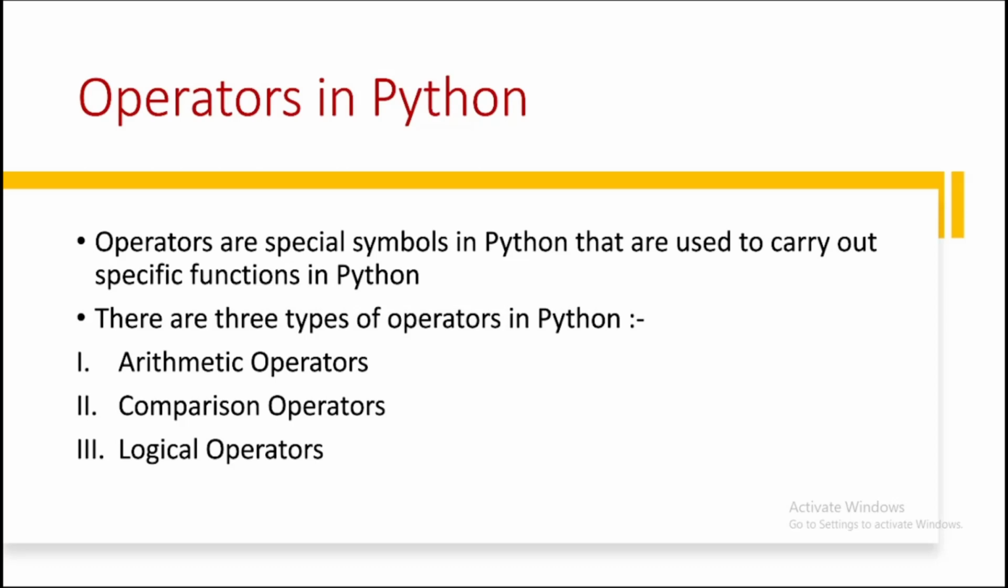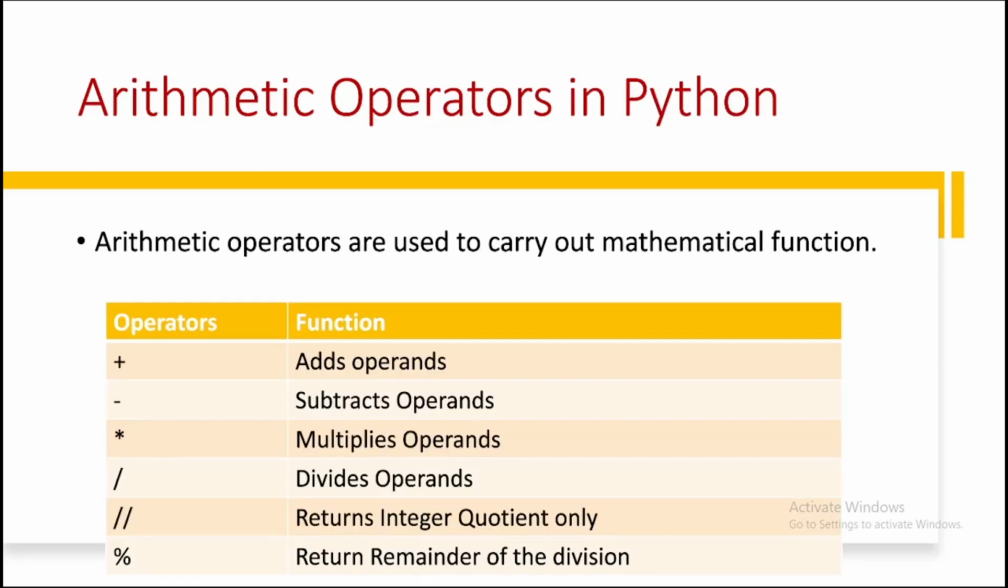Now let us continue. Operators are special symbols in Python that are used to carry out specific functions. There are 3 types of operators in Python. They are arithmetic, comparison and logical operators. Now let us learn arithmetic operators in Python.